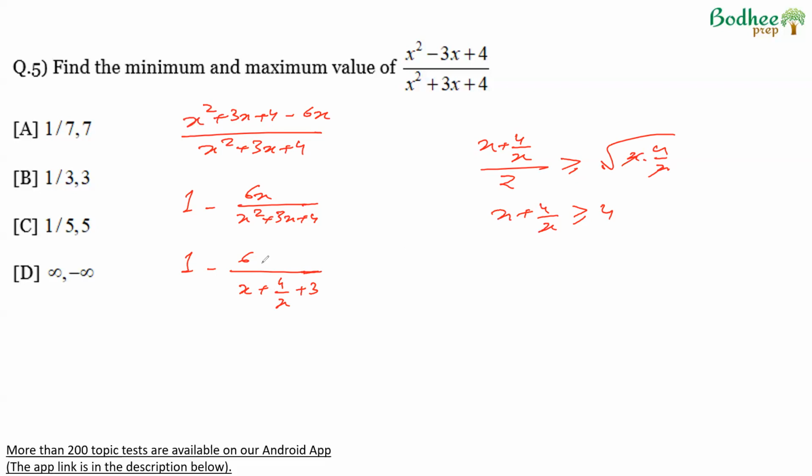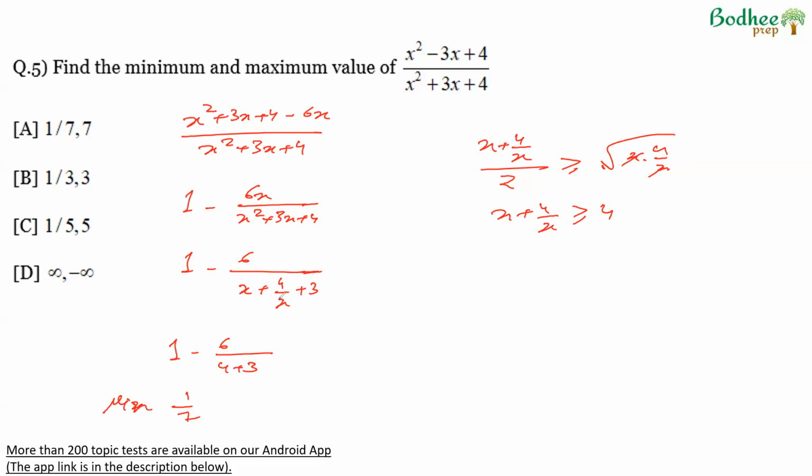When we put this as minimum, this ratio will be maximum. And since we are subtracting the maximum value from 1, we'll get the minimum value. So if I put the minimum value for x plus 4 by x, I'll get 1 minus 6 upon 4 plus 3, which will be 1 minus 6 by 7, which is 1 by 7. This becomes the minimum value. Minimizing the denominator will maximize the ratio. Since the ratio is being subtracted, the overall value will be minimum.